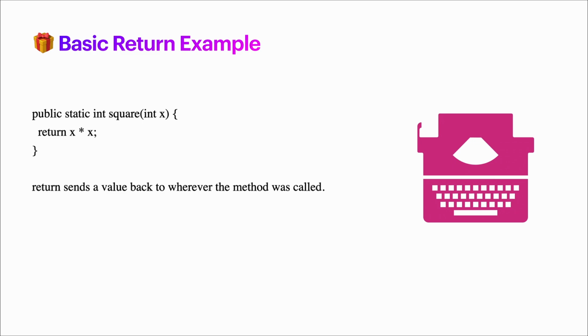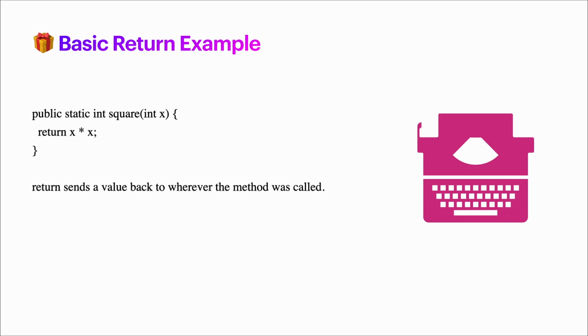So now if you look at the example at the top, public static int square, int x. So x is an integer. The name of the method there is square. So what would this method do? This method is just going to multiply x to get the square of a number. It multiplies the number by itself.